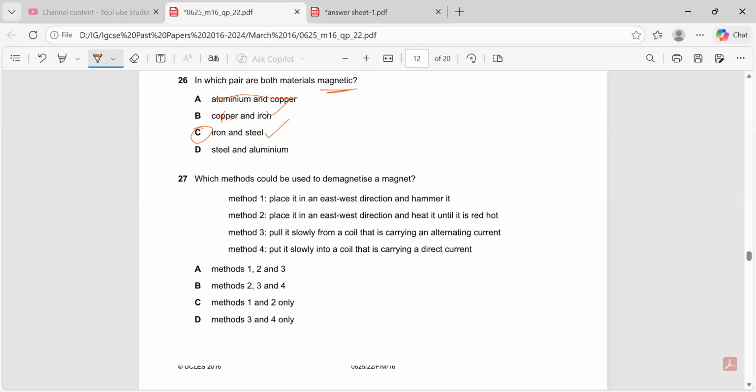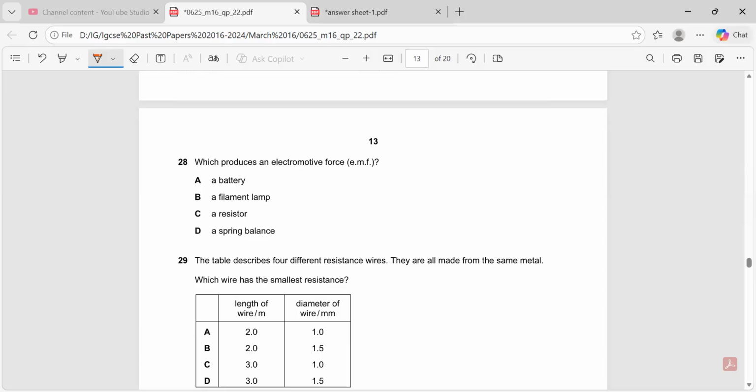Now 27. Which method could be used to demagnetize a magnet? This is also not part of our syllabus from 2023. Demagnetization of magnets is not in the syllabus. Now, which produces an electromotive force? Very simple, but I want you people to answer it. Everybody, which of the following produces electromotive force, which is a type of voltage?